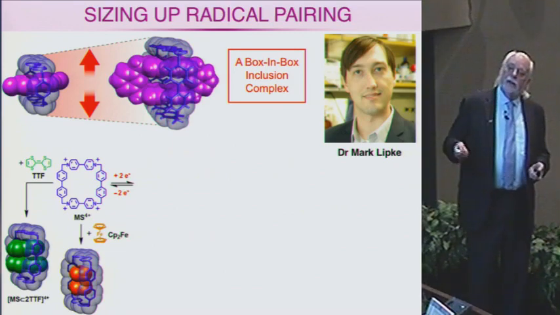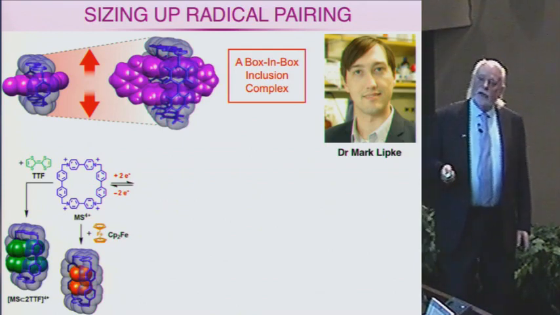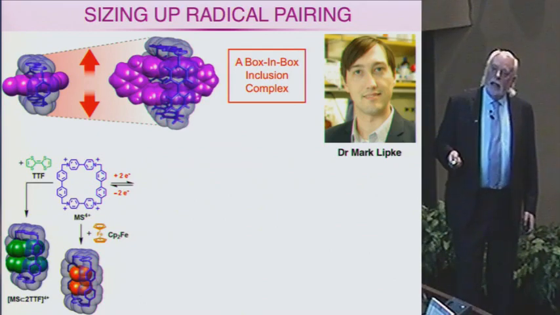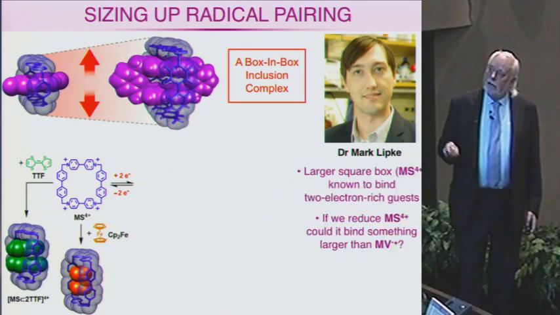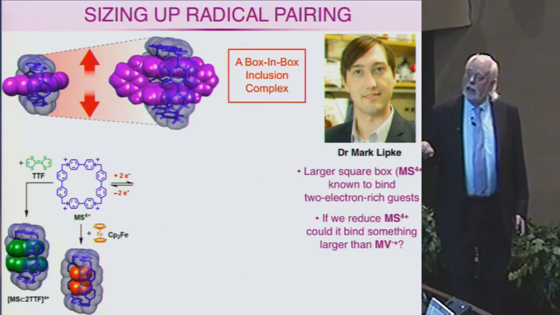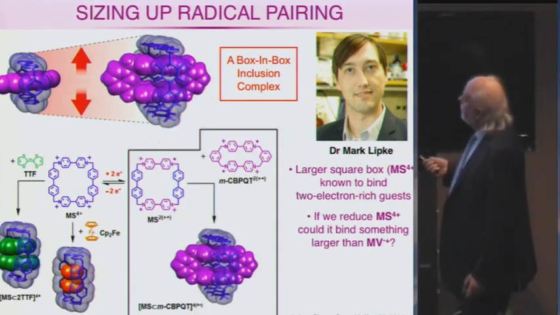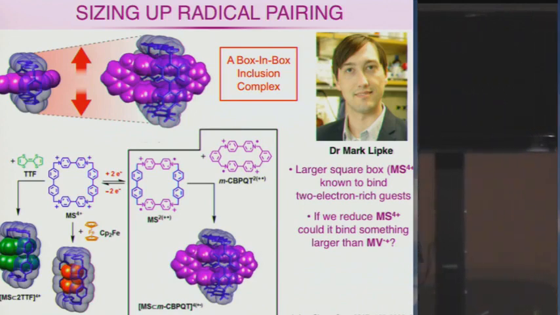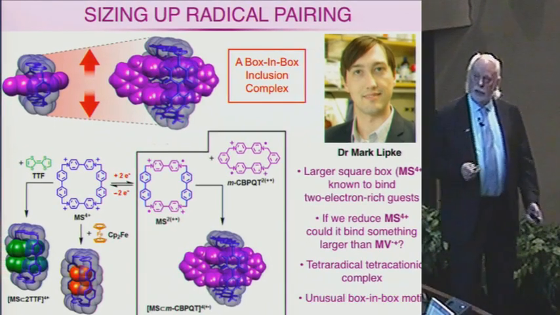And so what Mark said was, okay, you made this big box way back 20 years ago, and it was a resting place for a couple of tetrathiafulvalenes or a ferrocene molecule. But could you do something a little bit different and put, in the context of the radicals, a smaller box inside it? And so he took this constitutional isomer of the blue box, now meta-linked, and showed that he could induce it to sit inside this one when it was also reduced. And so now we have this tetraradical tetracation as a nice one-to-one complex in this very unusual box-in-box motif.